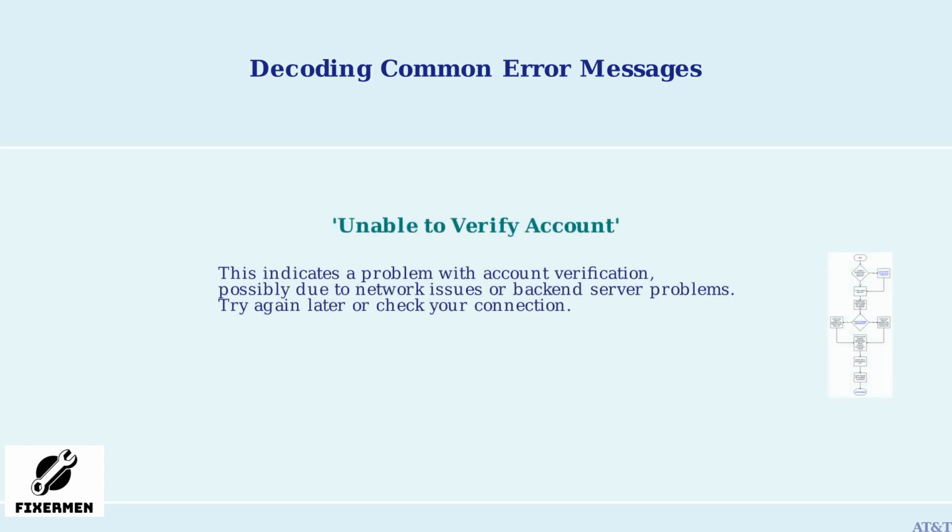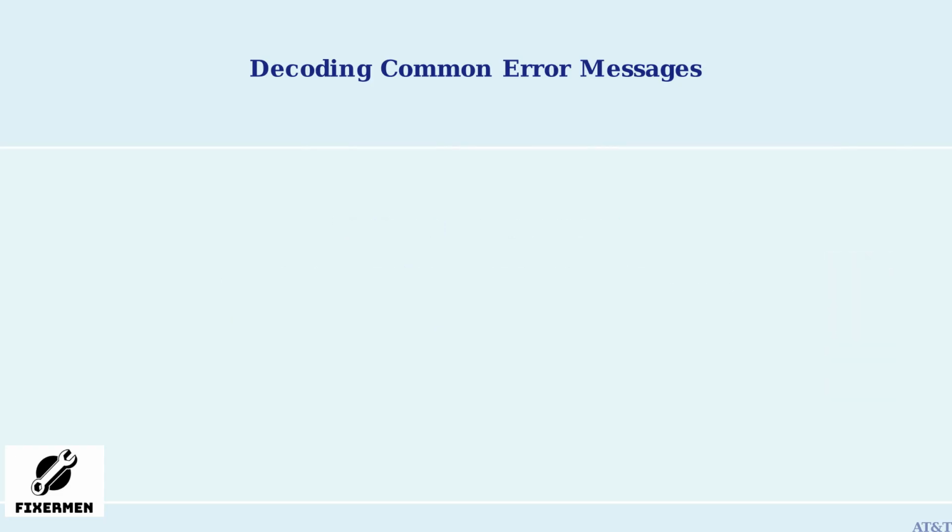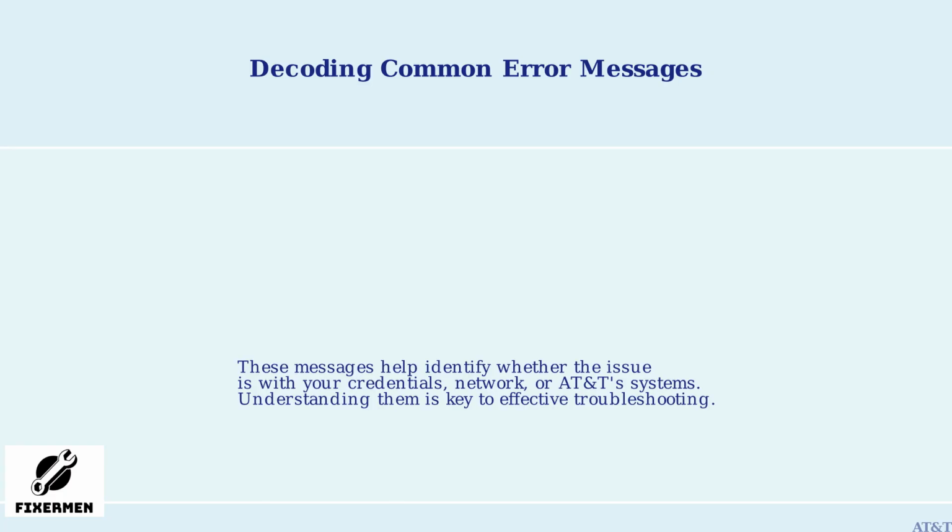Unable to verify account suggests a problem with account verification, often related to network connectivity or AT&T's backend servers. Try again later or check your internet connection. These error messages help you identify whether the issue stems from your credentials, your network connection, or problems within AT&T's systems. Understanding what each message means allows you to troubleshoot more effectively.